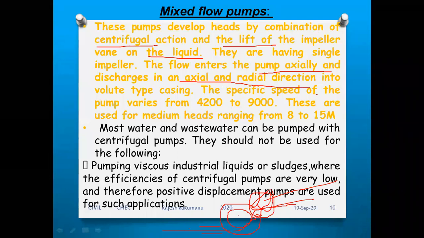Now the specific speed of the pump varies from 4000 to 9000 rpm. These are medium head, ranging from 80 to 15 meter. That is the specification. Next, most water and wastewater can be pumped with centrifugal pumps. They should not be used for the following. So the abundant majority of the water quantity and wastewater can be pumped using the centrifugal type of system rather than the reciprocating type. Okay, next, pumping viscous industrial liquids or sludges where the efficiencies of centrifugal pumps are low.